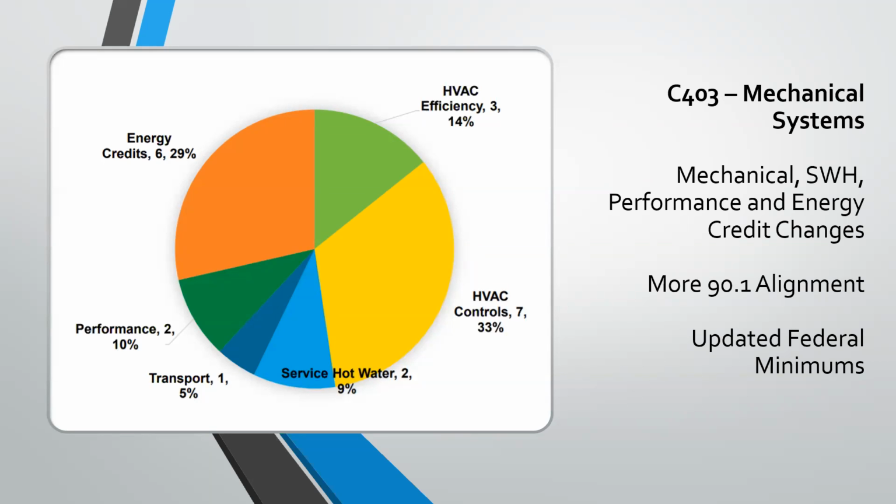As we said last Tuesday, 90.1 alignment is still happening with the commercial side. They're revamping the IECC to be more in line with 90.1. It adds clarification and clears up confusion when people are in cities that can do either 90.1 or the commercial section of the IECC. It clears up some confusion between the two standards.